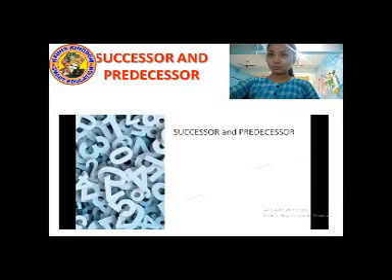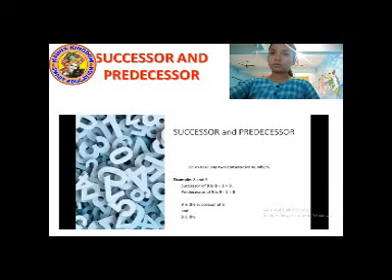Let us observe an interesting pattern in successor and predecessor concept. Take any two consecutive numbers, 1 and 2 or 8 and 9, etc. Here in this example, I have taken 8 and 9. Successor of 8 equal to 8 plus 1, which is 9. And predecessor of 9 is 9 minus 1, which is 8. 9 is the successor of 8 and 8 is the predecessor of 9.